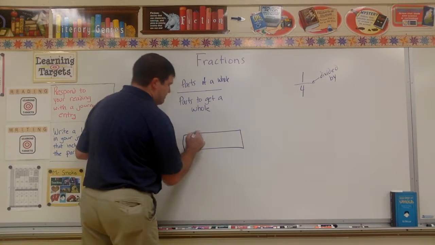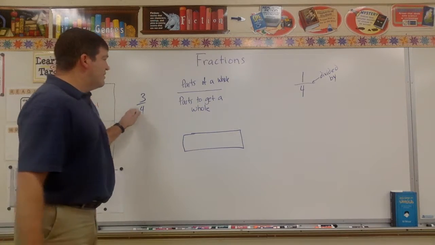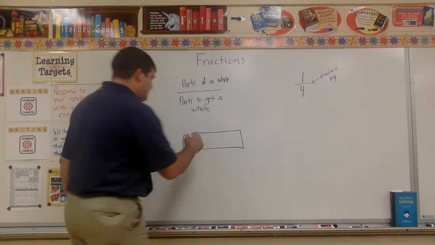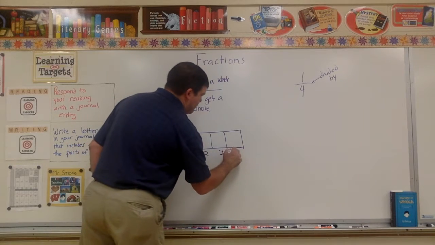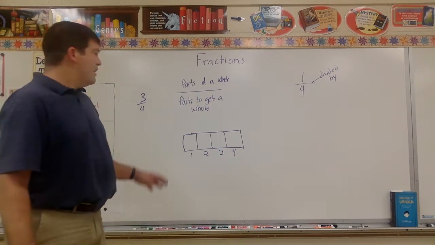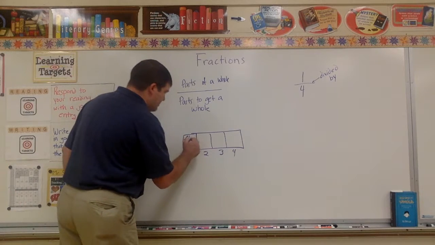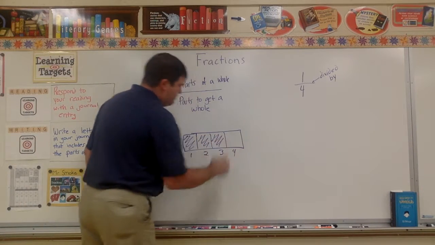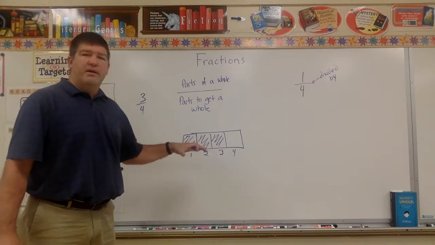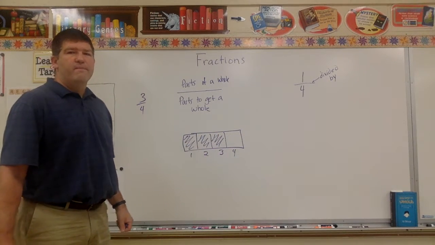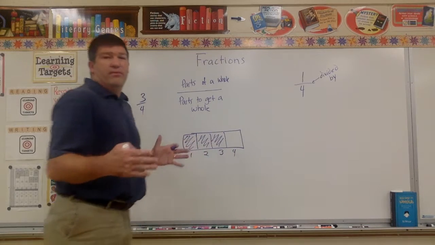I'm going to do it like this. So I have one whole rectangle there. That's 1. Parts I need to get to a whole, I'm going to break it up into 4 parts. So I have 1, 2, 3, 4. 4 parts. Now 3/4, parts of a whole, I have 3 of them. So there's 1, 2, 3. I don't have the whole thing. I just have 3 of the parts, 3 of the 4 parts. 3/4. So I have more than half. I'm getting close to having the whole thing.